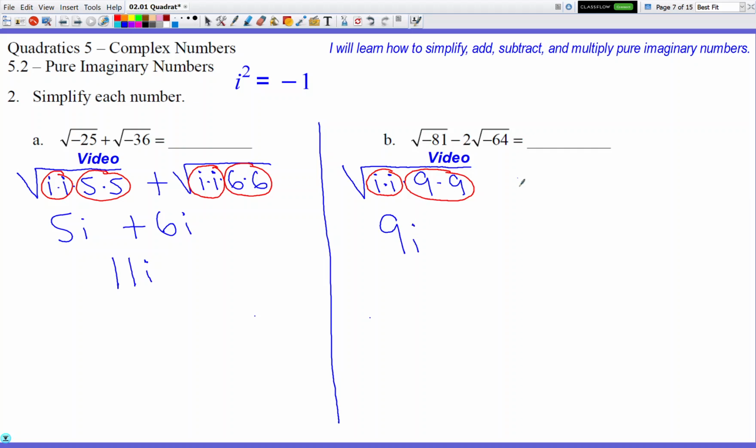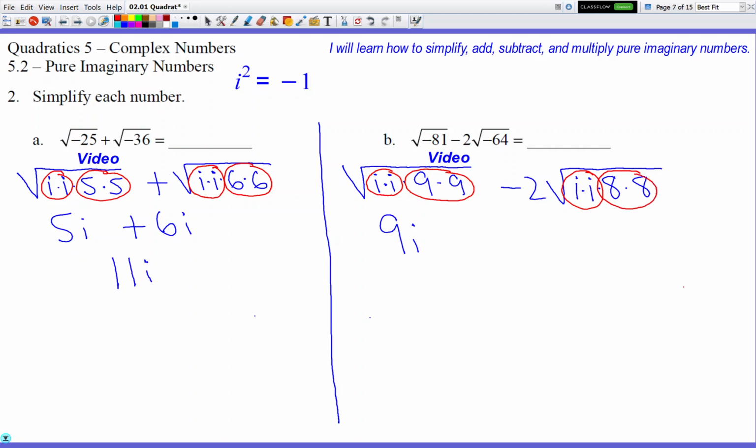Okay, then we're going to deal with the second part. So negative 2, yeah, that's on the outside already. And then square root of negative is going to turn into i. And the 64 is going to turn into 8 times 8. Yeah, so I know my perfect squares. Hopefully you do too. So when I circle them, the i's get circled, the 8's get circled.